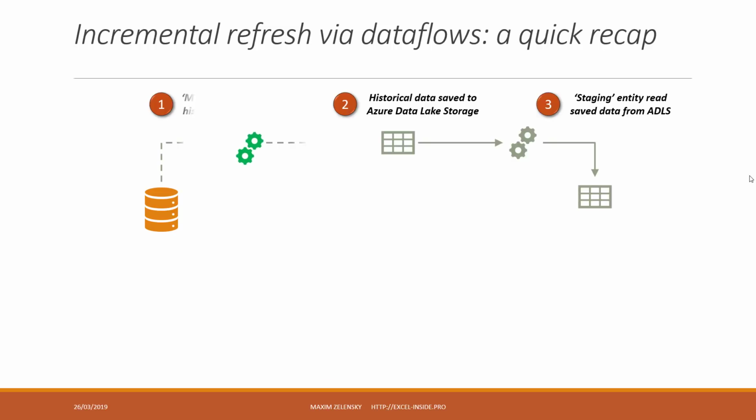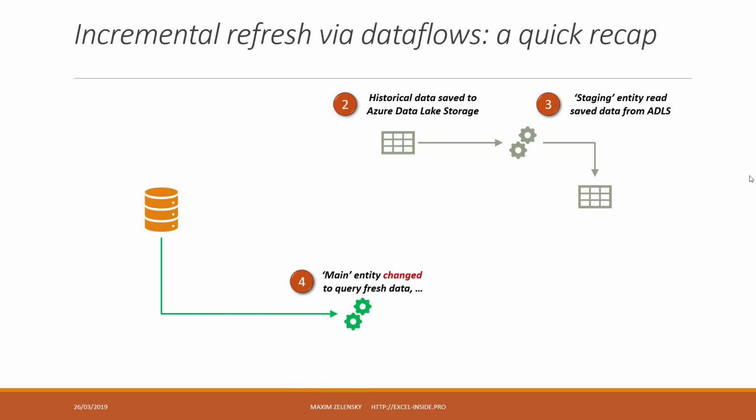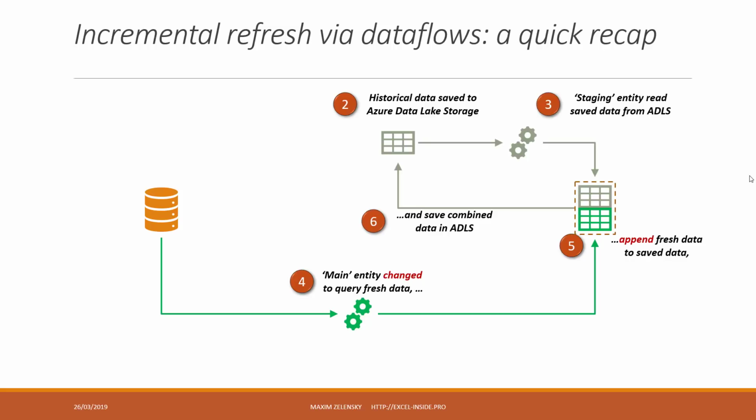and then we make a main trick. We changed the main entity so it now will query only fresh data, then it appends fresh data to saved data which we get from the staging query, and as the main query is still linked to the Azure Data Lake Storage folder, it saves combined data in ADLS. Now all the dataflow works only with this scheme, and in each refresh, main entity will query only for the fresh data, append it to the saved data which the staging entity reads from ADLS, and save it to ADLS, and again. So we have a kind of loop here.